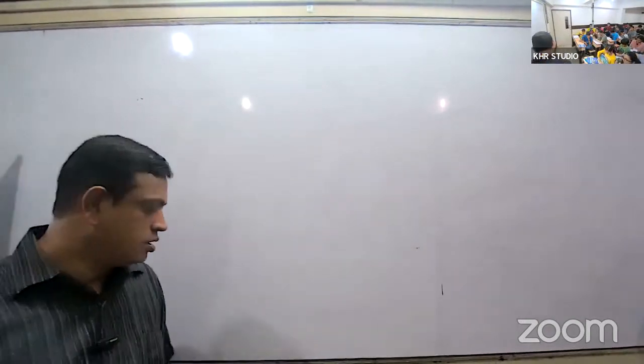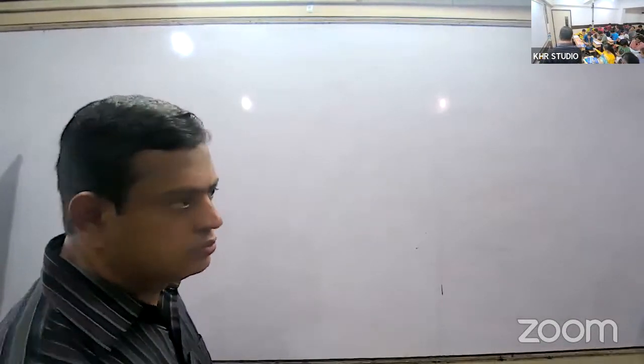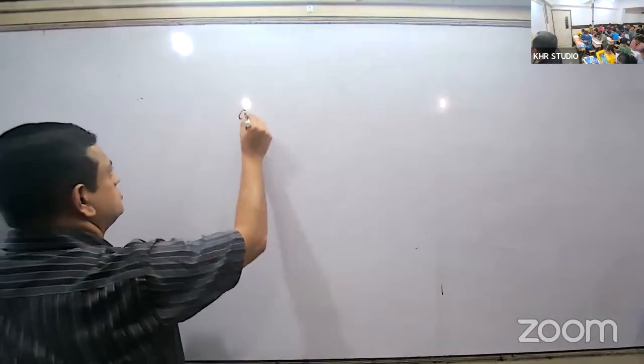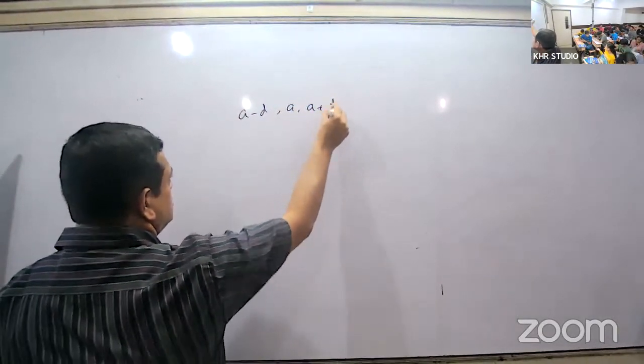The sum of the first 3 terms of an arithmetic progression, AP, is 42, and the product of the first and the third term is 52. Find the first term and the common difference. Once again, read. The sum of the first 3 terms of an arithmetic progression is 42. And the first 3 terms are A minus D, A and A plus D.